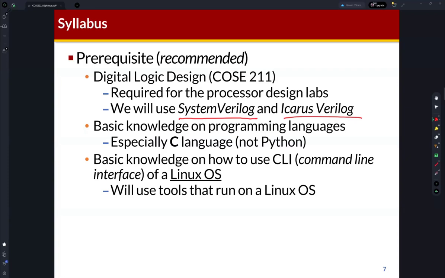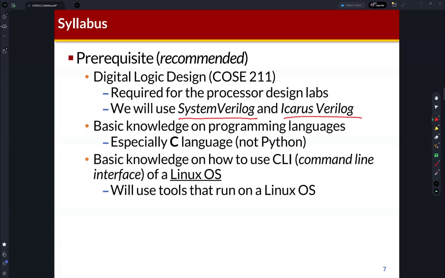I also expect that you have basic knowledge of computer programming languages such as C or C++, not Python. Python is a very high-level language, but C was designed for writing the Unix operating system, right? So using C, we can manage some system components.